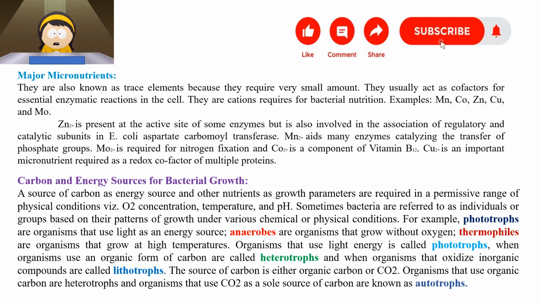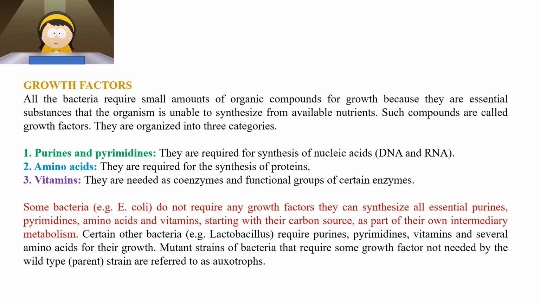Growth factors. All the bacteria require small amounts of organic compounds for growth because they are essential substances that the organism is unable to synthesize from available nutrients. Such compounds are called growth factors. They are organized into three categories. 1. Purines and pyrimidines. They are required for synthesis of nucleic acids, DNA and RNA. 2. Amino acids. They are required for the synthesis of proteins. 3. Vitamins.